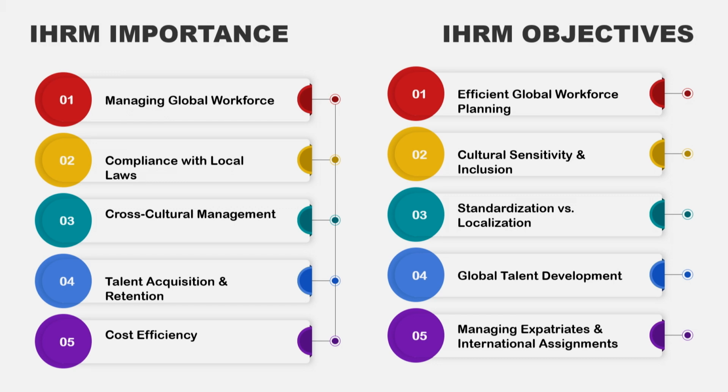When you're talking about the importance of international human resource management, the first and foremost one would be managing the global workforce. Managing employees across different countries while considering the cultural, economic and legal differences is a trick. This involves coordinating HR policies, communication and work ethics across diverse regions. Let's take an example. A US-based tech company like Google manages employees in India, Germany, Brazil, adapting HR policies to local labor laws and cultural expectations while maintaining a unified corporate culture.